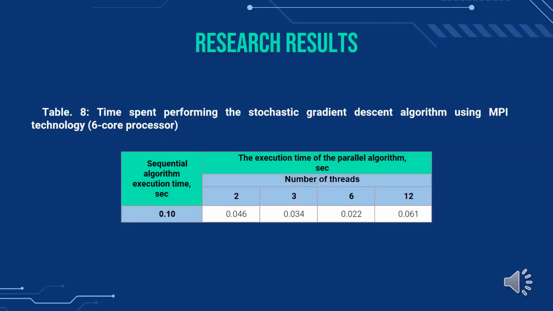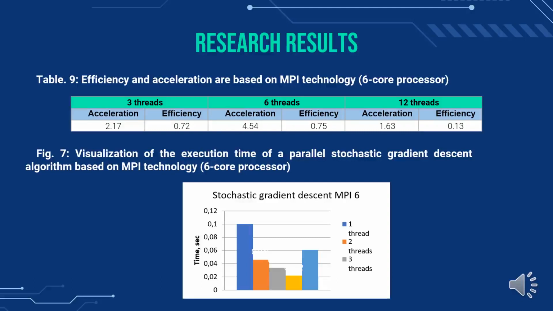Table 8. Time spent performing the stochastic gradient descent algorithm using MPI technology, 6-core processor. Table 9. Efficiency and acceleration based on MPI technology, 6-core processor. Figure 7. Visualization of the execution time of the parallel stochastic gradient descent algorithm based on MPI technology, 6-core processor.